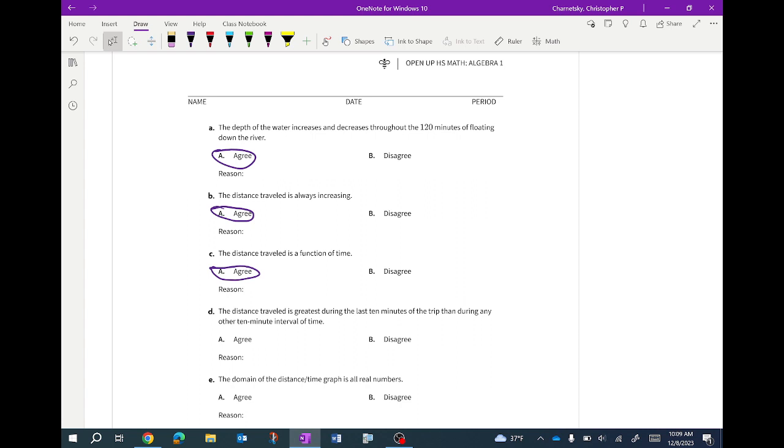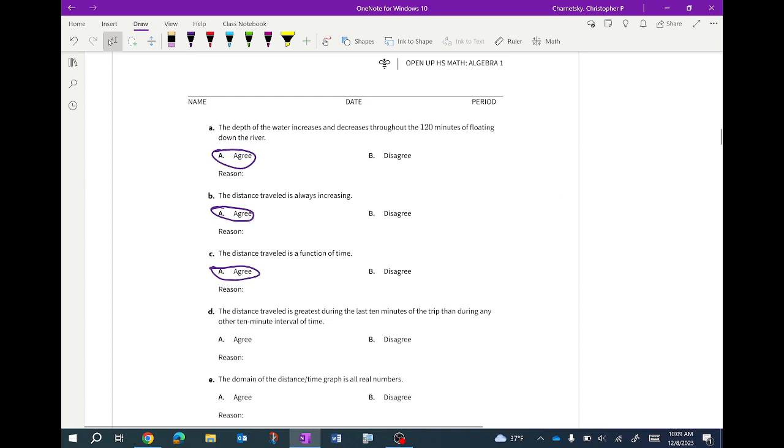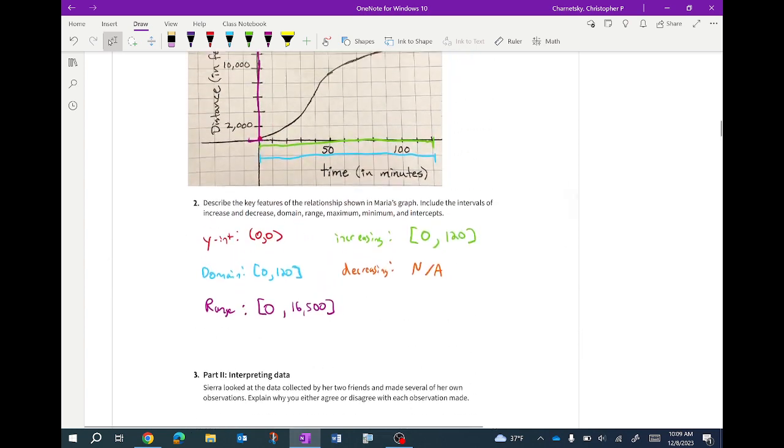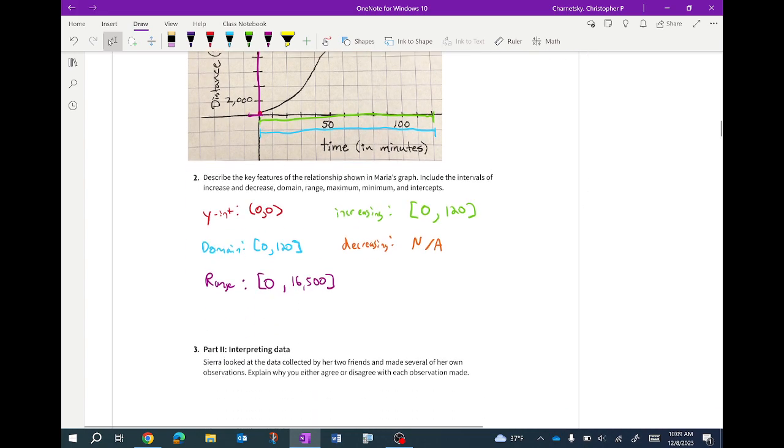The distance traveled is the greatest during the last 10 minutes of the trip, than during any other 10-minute interval of time. So the last 10 minutes, are we the furthest away than at any other point? And absolutely. We're definitely the furthest away the last 10 minutes of our trip.